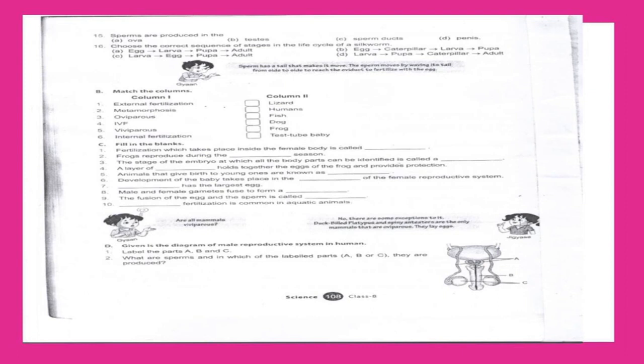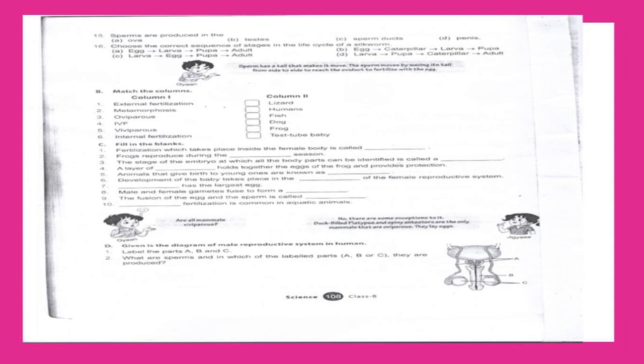S-P-A-W-N. I hope you understand. Question 5. Animals that give birth to young ones are known as viviparous. 6. The development of baby takes place in the uterus of the female reproductive system. 7. Ostrich has the largest egg. The size of the ostrich egg is the largest.